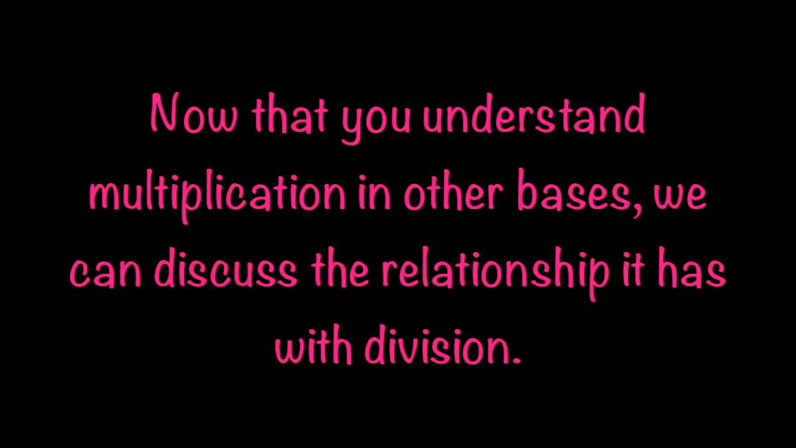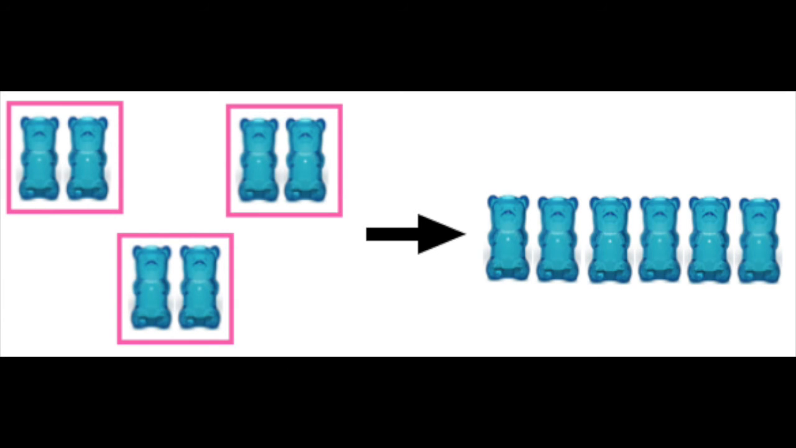Now that you understand multiplication and other bases, we can discuss the relationship it has with division. Multiplication can be done using a method called repeated addition. You put equal groups together to find the total. Here, we are taking 3 groups of 2 gummy bears to get 6 gummy bears in all.